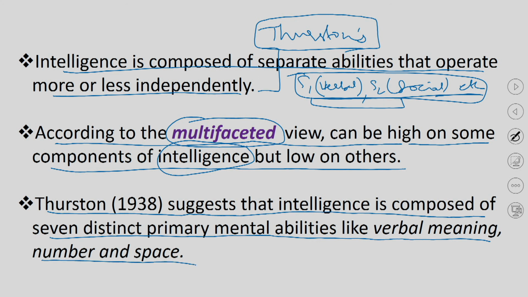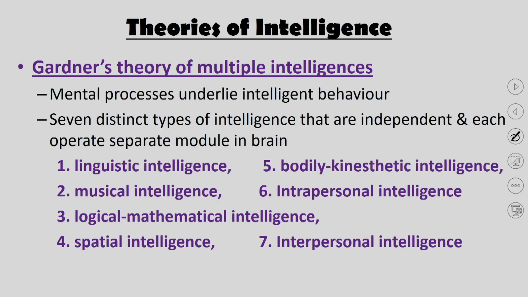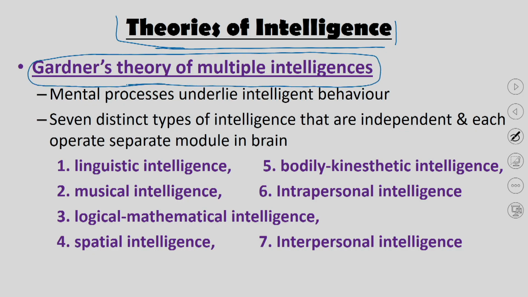As I told you, Thurston is one of the proponents of multiple intelligence theory. So he believes that intelligence is composed of 7 distinct primary types, one being the verbal meaning, the other being the number meaning, and then space, and so on and so forth. So, 7 different abilities combine together to form the idea of what is intelligence. Then let us start looking at some of the theories of intelligence. One of the primary theories of intelligence is called Gardner's theory of multiple intelligence.